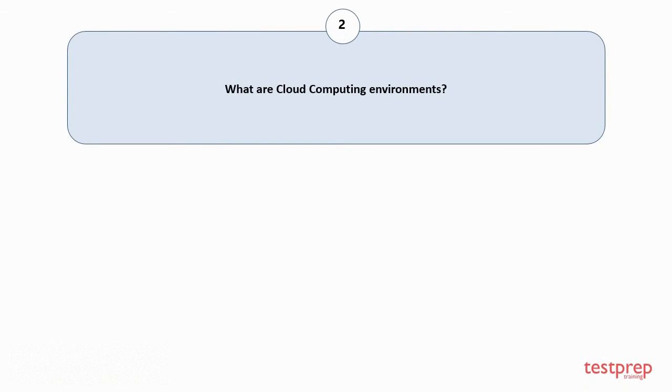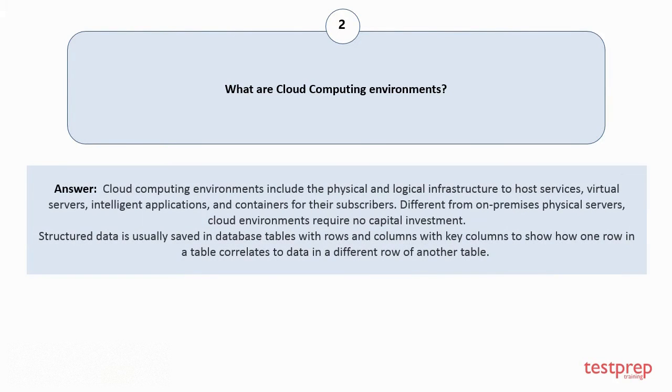Question number 2, what are cloud computing environments? Your answer is: cloud computing environments include the physical and logical infrastructure to host services, virtual servers, intelligent applications, and containers for their subscribers. Different from on-premises physical servers, cloud environments require no capital investment. Structured data is usually saved in database tables, with rows and columns with key columns to show how one row in a table correlates to data in a different row of another table.